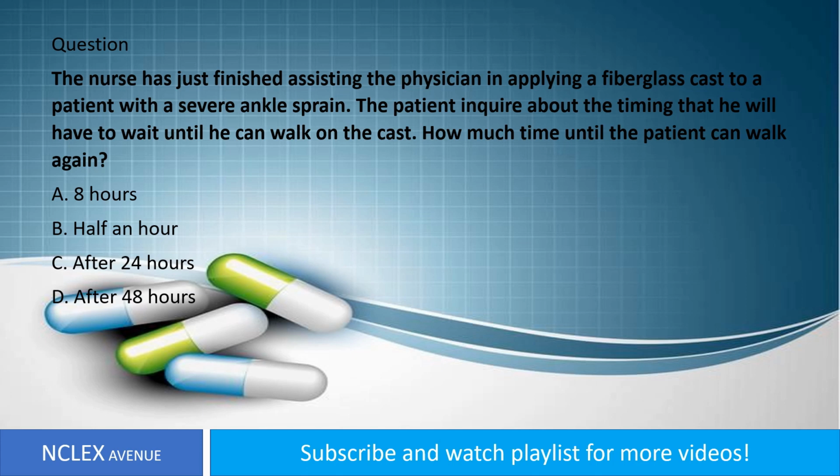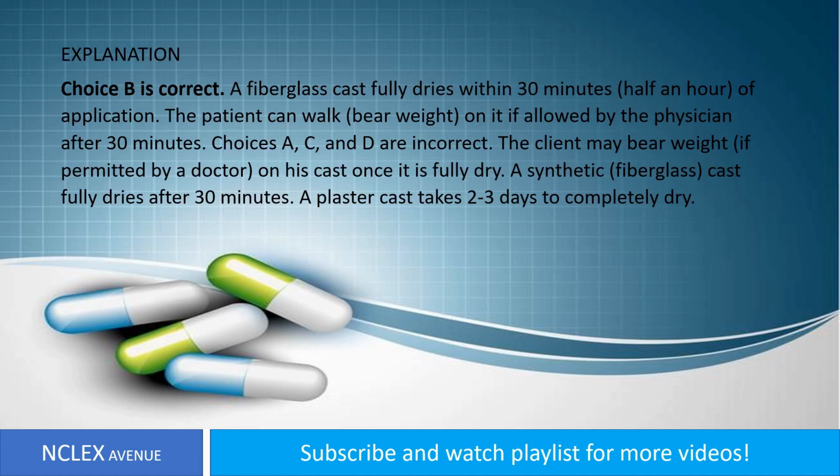Question. The nurse has just finished assisting the physician in applying a fiberglass cast to a patient with a severe ankle sprain. The patient inquires about how long he will have to wait until he can walk on the cast. How much time until the patient can walk again? A. 8 hours. B. Half an hour. C. After 24 hours. D. After 48 hours. Explanation. Choice B is correct.